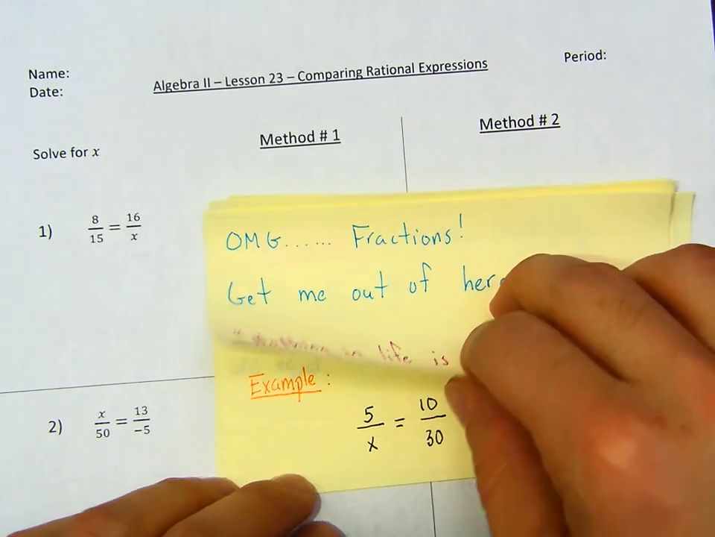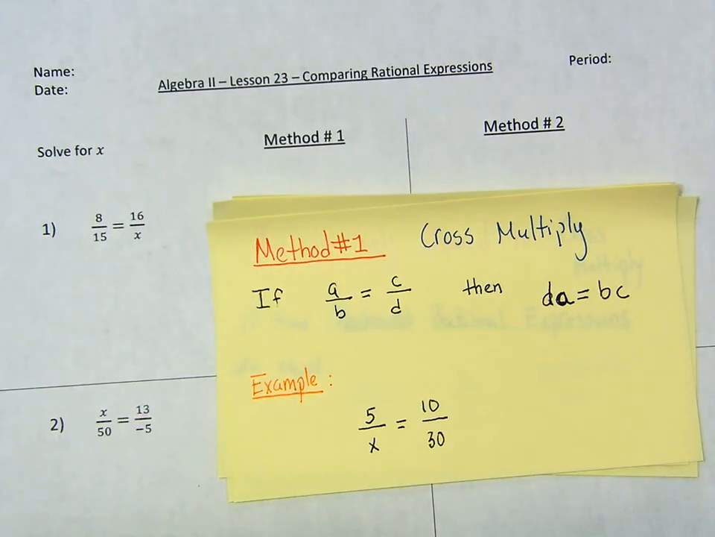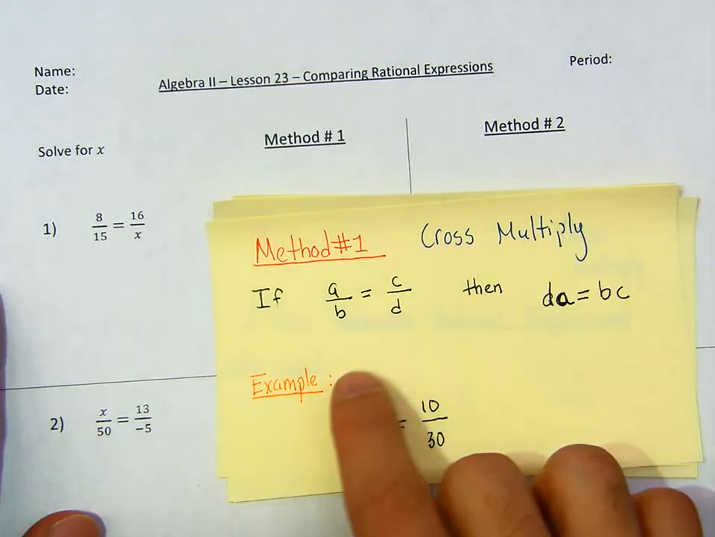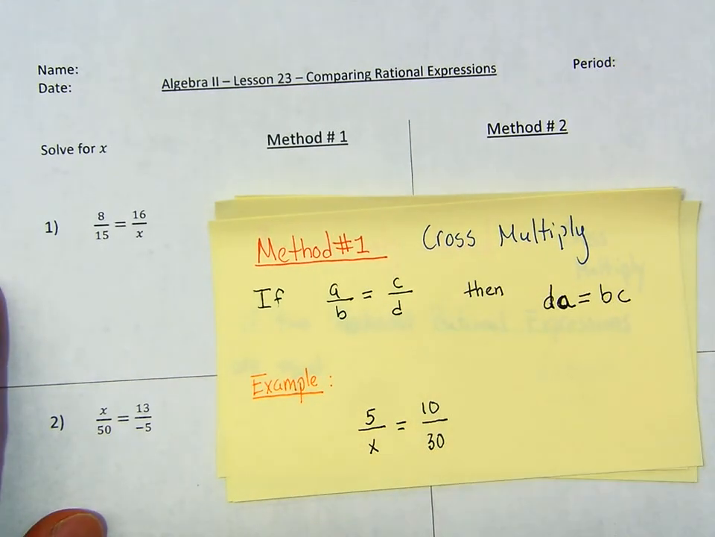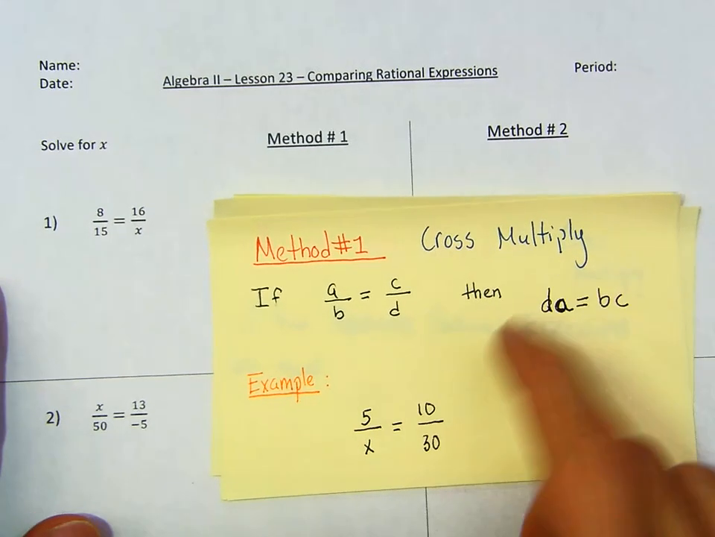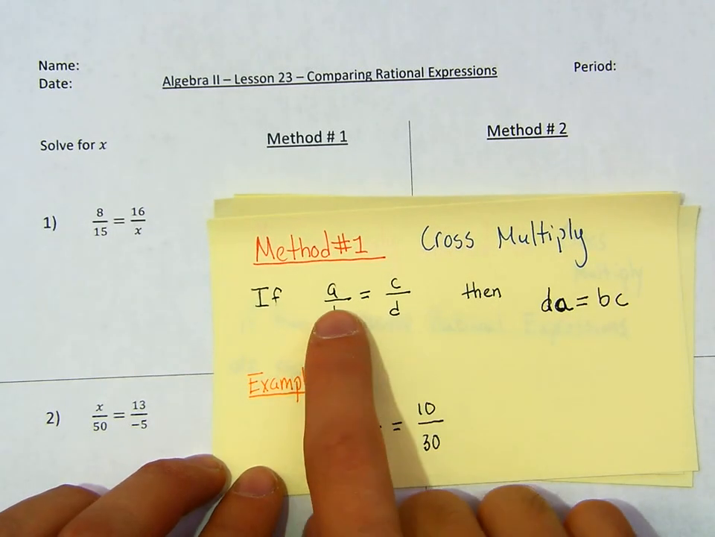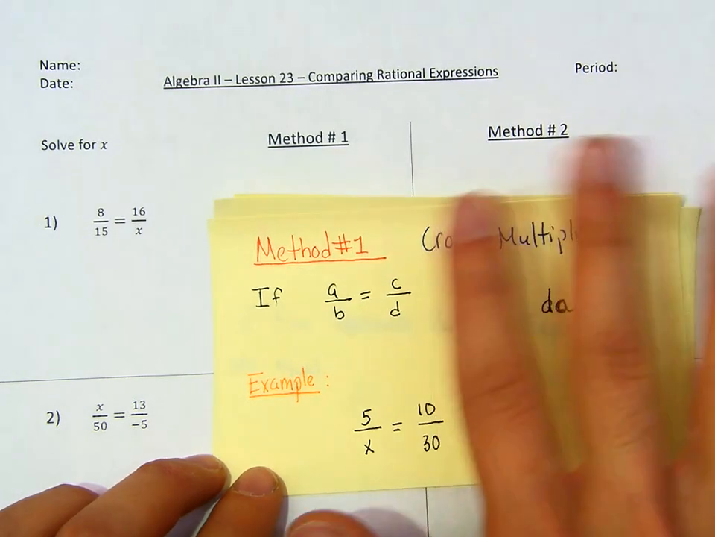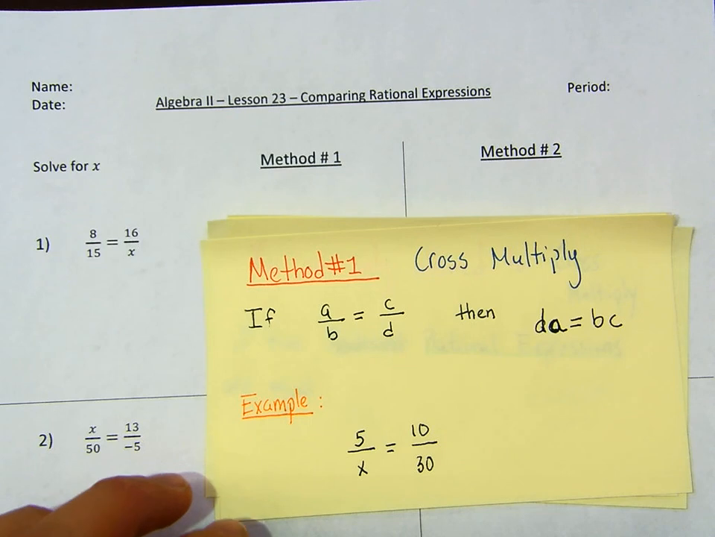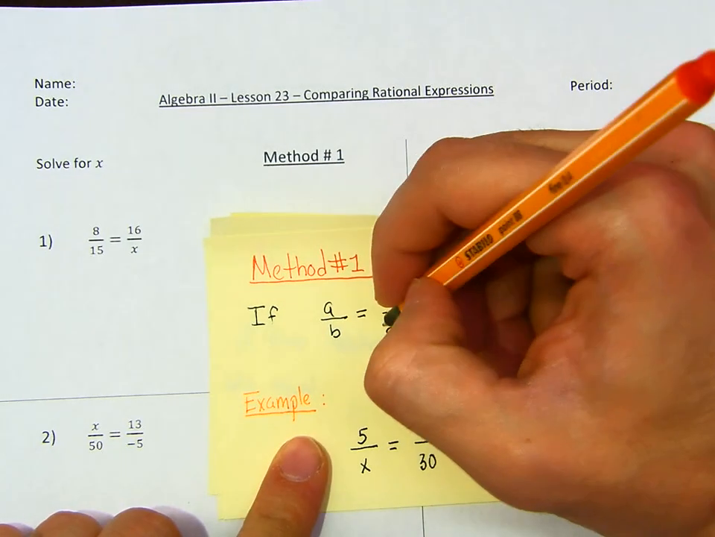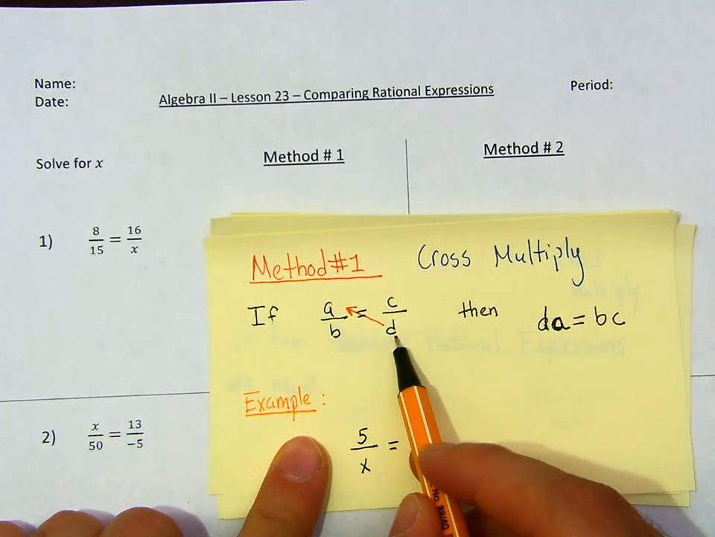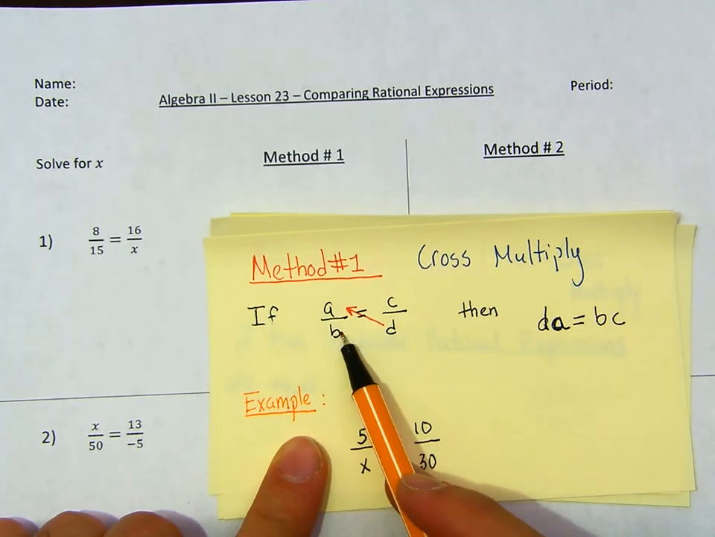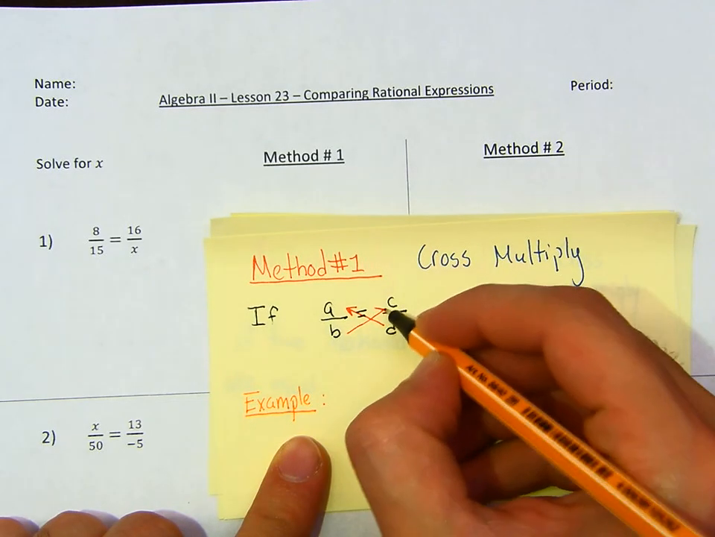So let's begin. To solve these rational equations, there are two techniques that work. One of them is to cross multiply. And when are you allowed to cross multiply and how does it work? For example, if I have a over b equals c over d, all you're really doing is d times a on the left side, and then you have b times c on the right side.